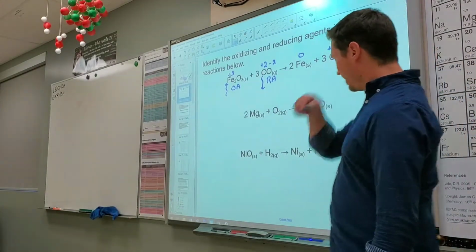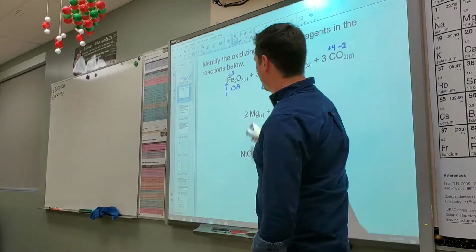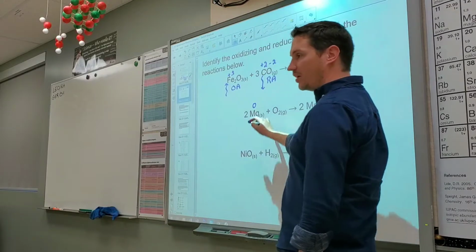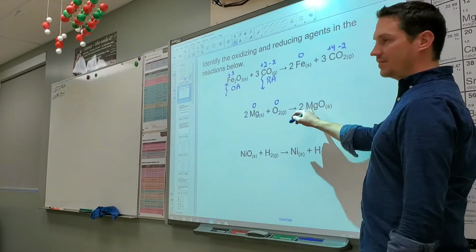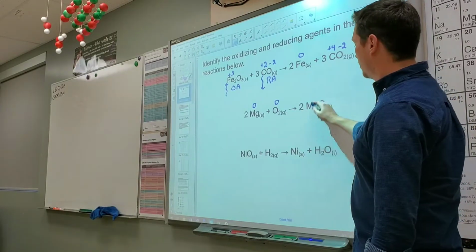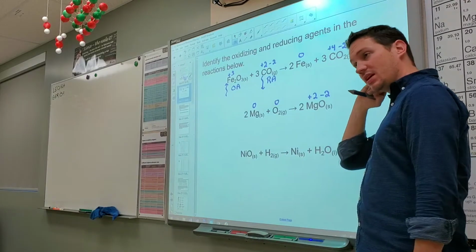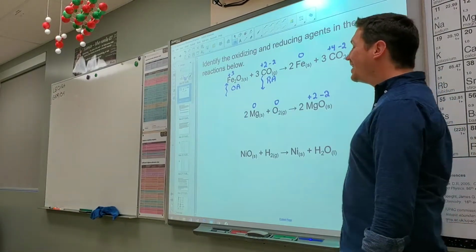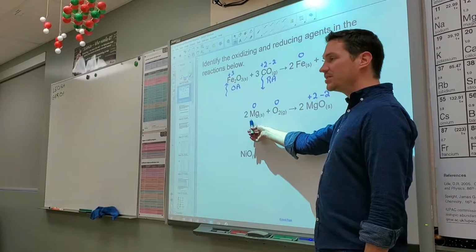The magnesium, what's the oxidation number of the magnesium to start out with? 0. What's the oxidation number of the oxygen? 0. And then what is the oxidation numbers of the magnesium and the oxygen? +2 because the oxygen is -2. So what in here is the reducing agent? Is the magnesium the reducing agent?